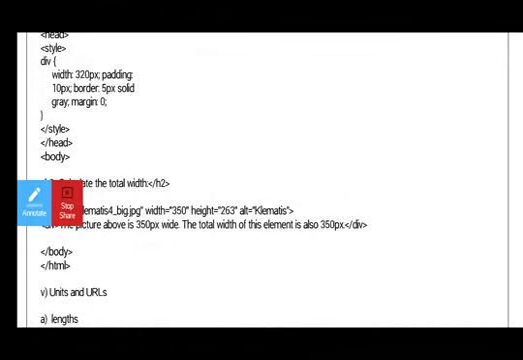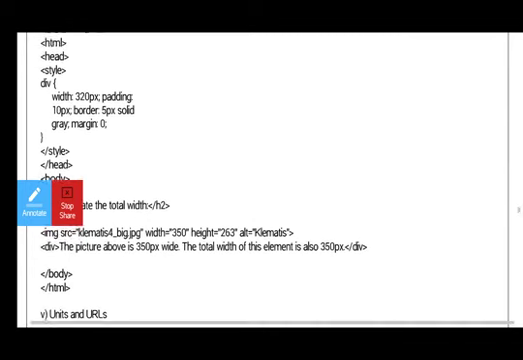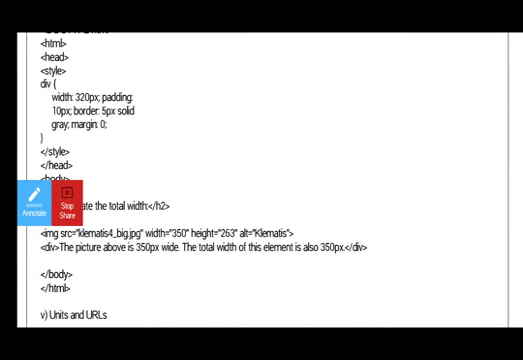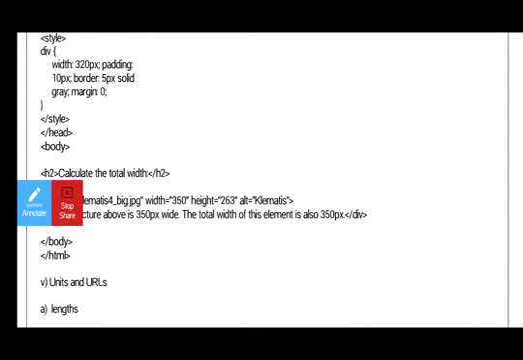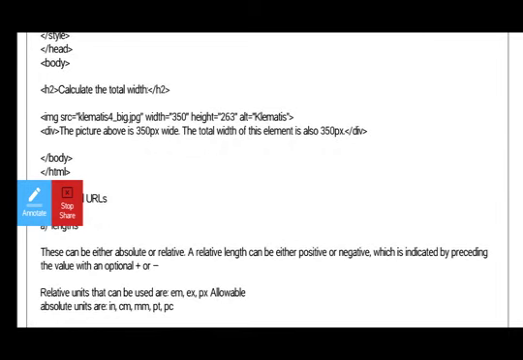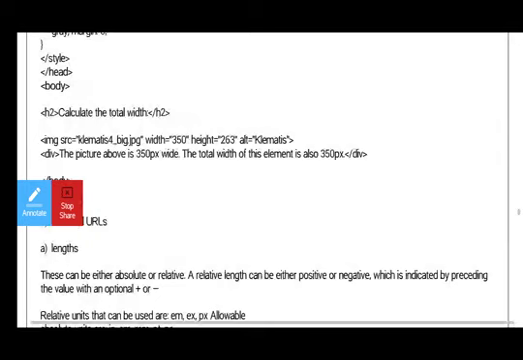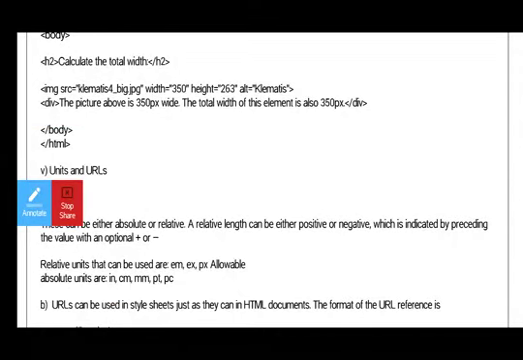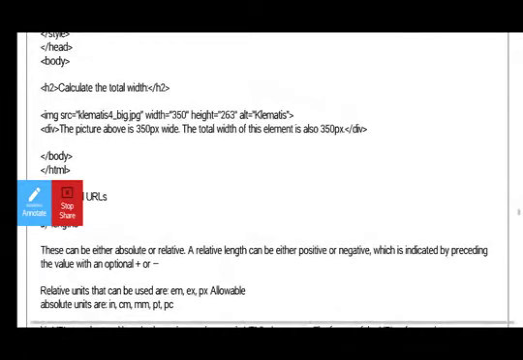So we have represented the style in the head section, that is division, width, padding, border and margin, and all are going to apply to this particular division. In the body we have used the division, and the total width, padding and border all appear for this division. Then we close the body and the HTML tags.